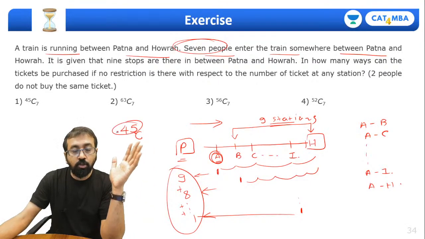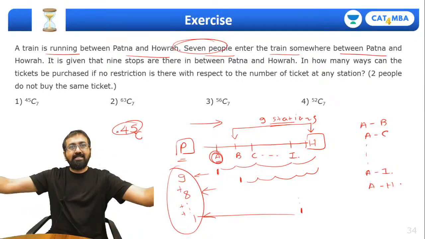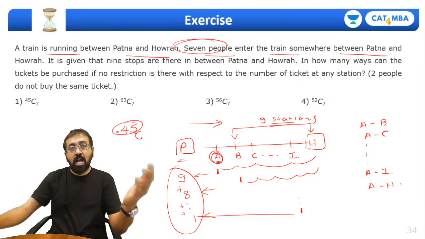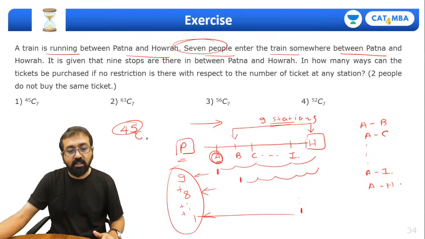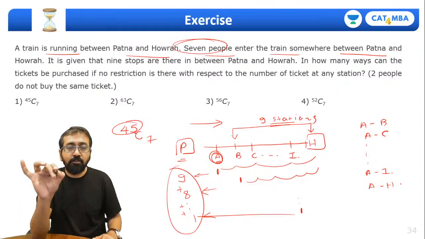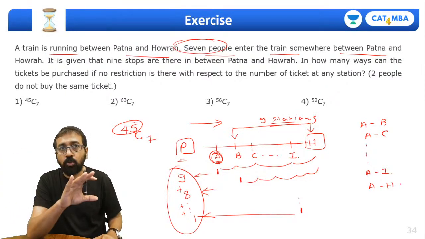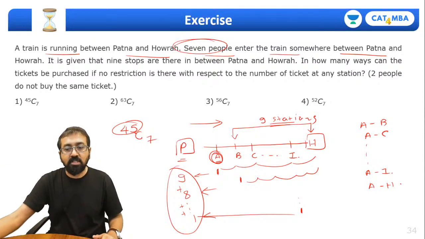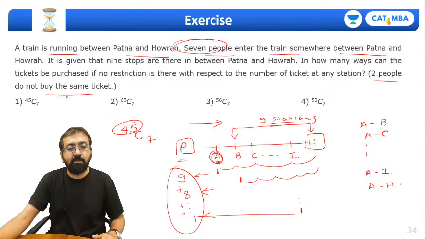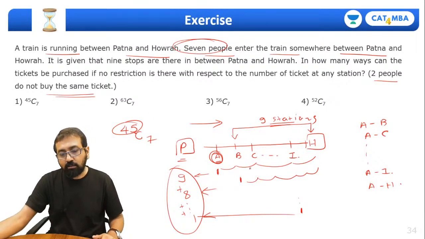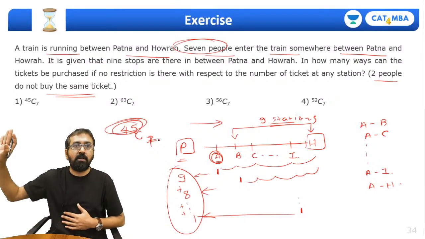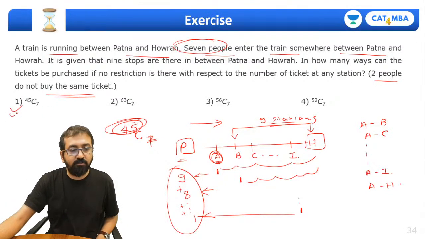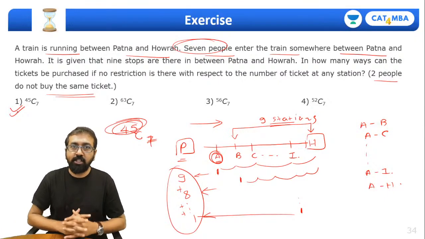So you can think of it this way now. There are 45 tickets, and these are 7 people. In how many ways can these 7 people pick their tickets from these 45 tickets? We can say it's 45C7. The number of ways in which they can purchase the tickets out of 45 tickets is 45C7, because it's clearly mentioned 2 people do not buy the same tickets, right? So we just had to calculate how many total tickets there are. It's 45, and out of these 45 tickets, how many ways can we pick 7 tickets for the 7 people? 45C7, option 1. Guys, have you all understood this?